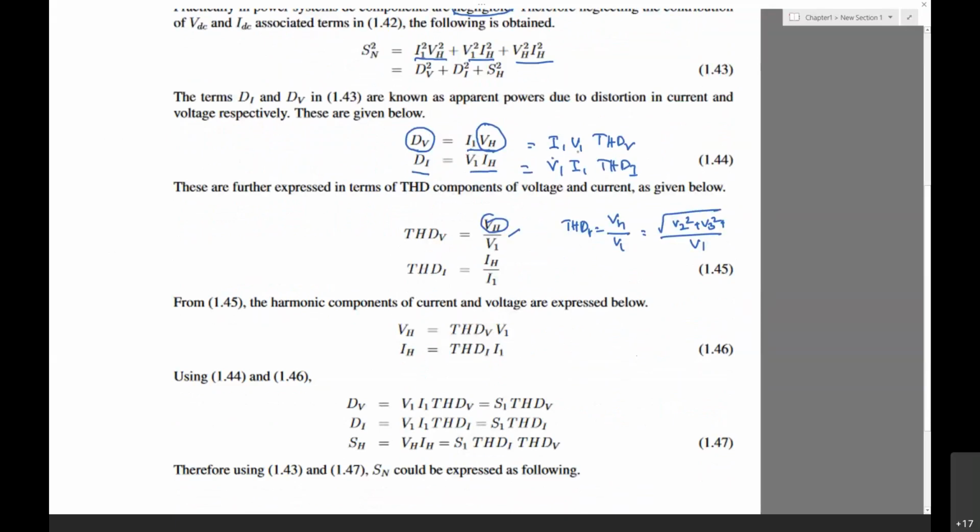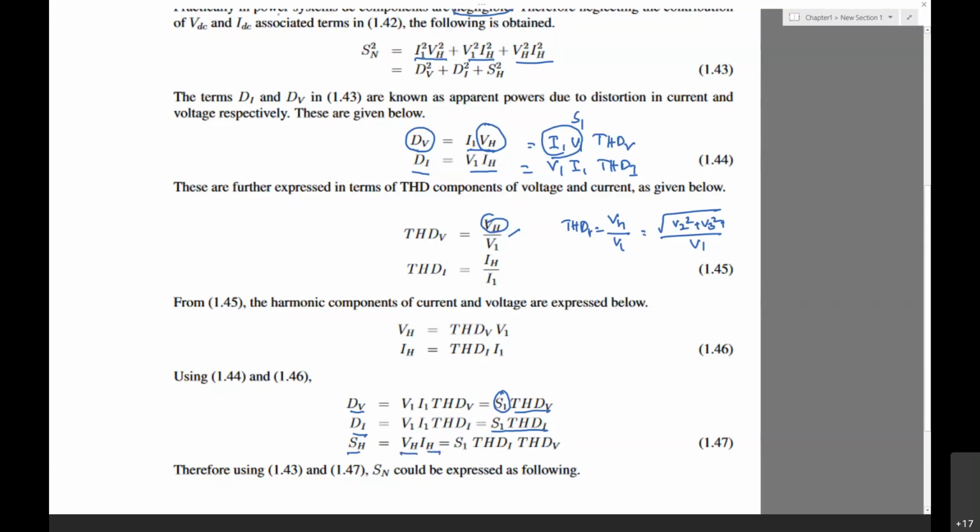Once you know this V1 into I1, this is the apparent power of the fundamental power. Now this equation, we have just gone through, and dV1 is equal to S1 into THD V1. The DI is equal to S1 into THD in current. Whereas the SH term is of VH into IH, this particular equation.